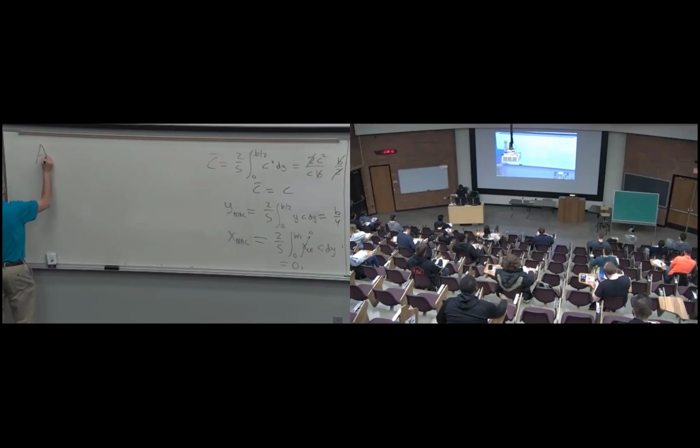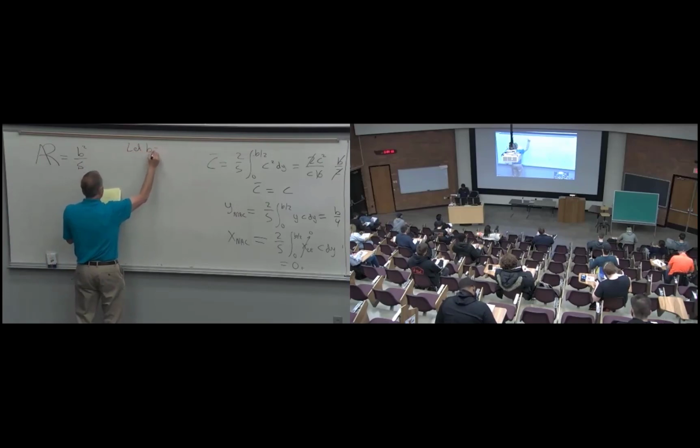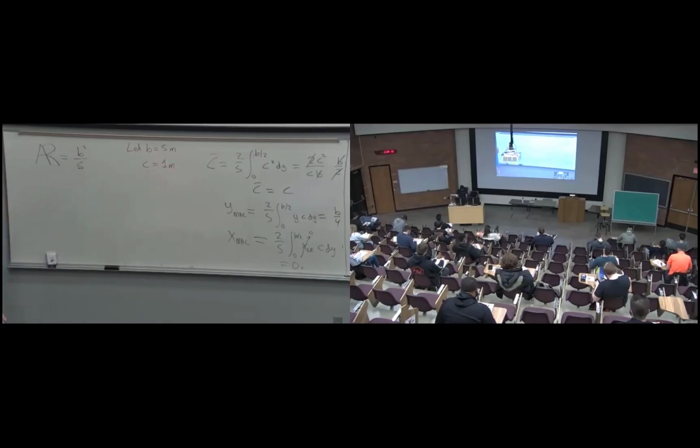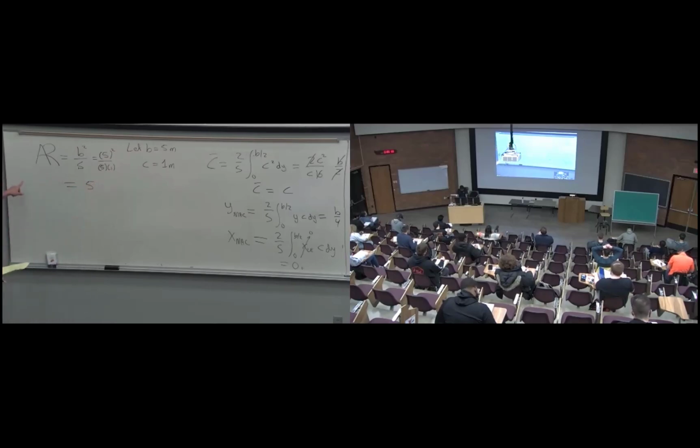So aspect ratio is b²/s. To go any further, we're going to put in some numbers. So let's say the wingspan is 5 meters and the chord is 1 meter. What's the aspect ratio? 25 divided by 5 times 1. Again, it's a rectangular wing, so the area is easy to calculate. So the aspect ratio is 5. We need this for that big formula.